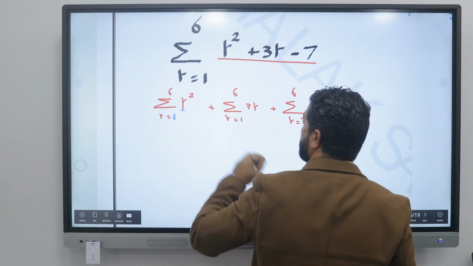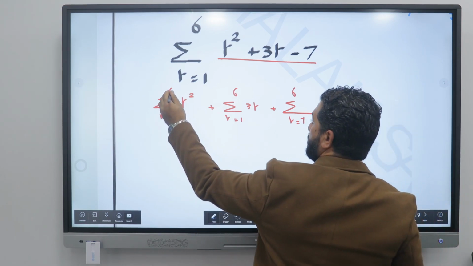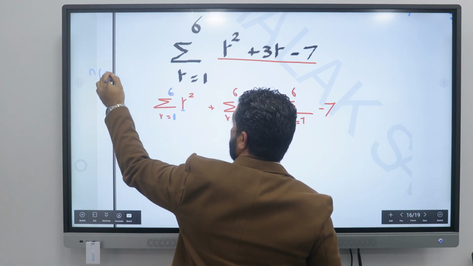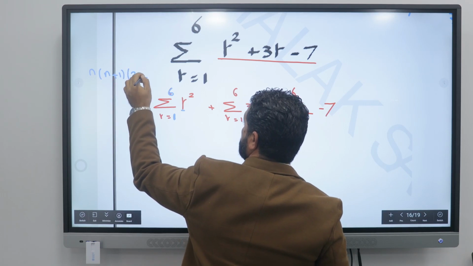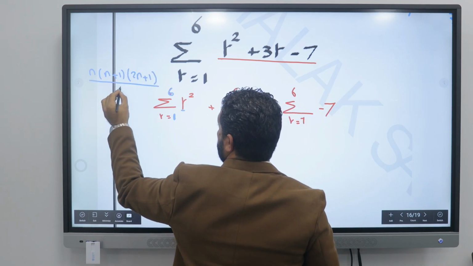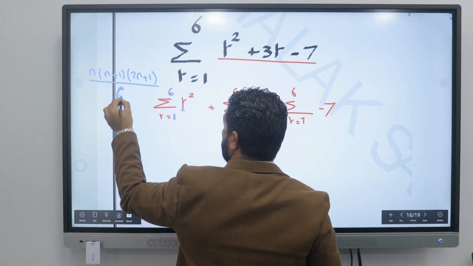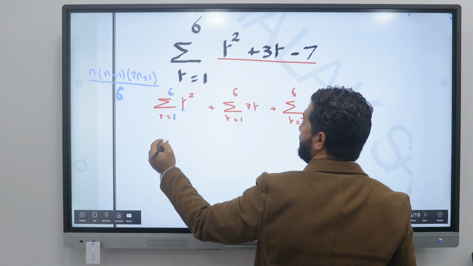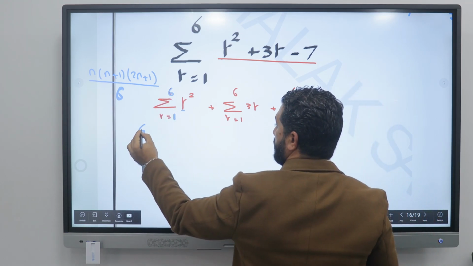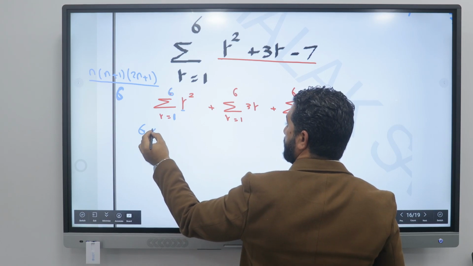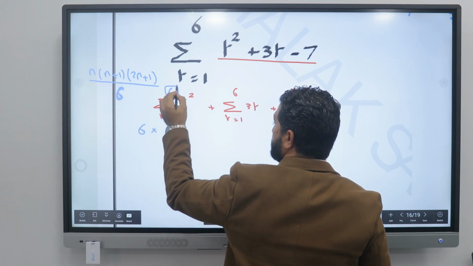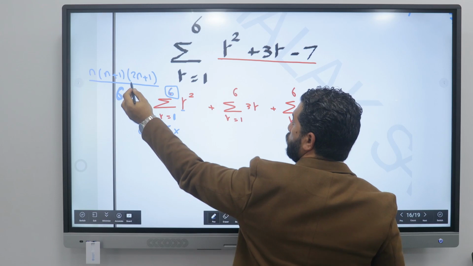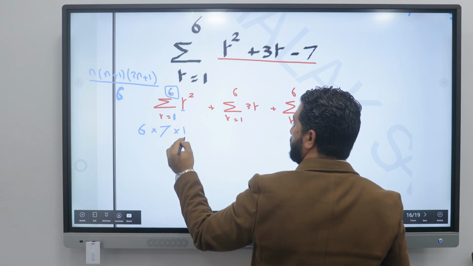What should it be? 1. Okay, it is 1 indeed. So what is the rule here for r to the power of 2? It's n multiplied by n plus 1 multiplied by 2n plus 1, all divided by 6. I deliberately tell you the rule several times so that you study with me in the session. Okay, here we have 6 as n, multiplied by n plus 1, 6 plus 1, it will be 7, multiplied by 2n plus 1, 2 times 6 is 12 plus 1, 13.